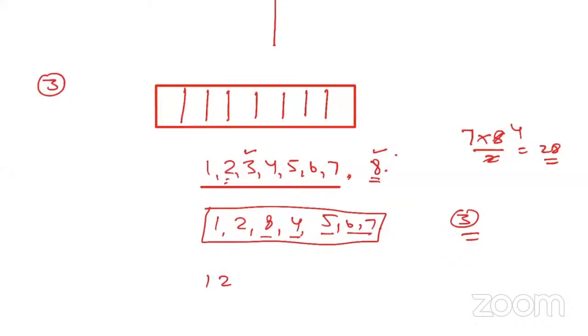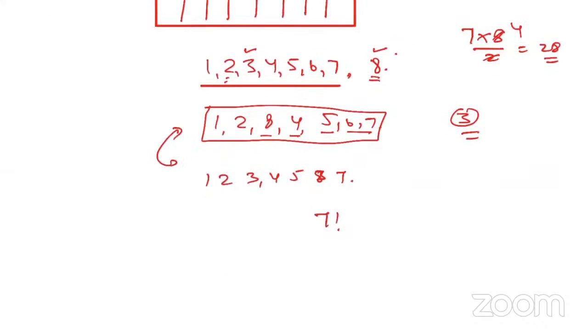So the second possibility will be 1, 2, 3, 4, 5, 8, 7, right? And in both ways, what you are getting is factorial 7 and into 2 because we have 2 cases for that. So 2 into factorial 7. Hope everyone is getting this.